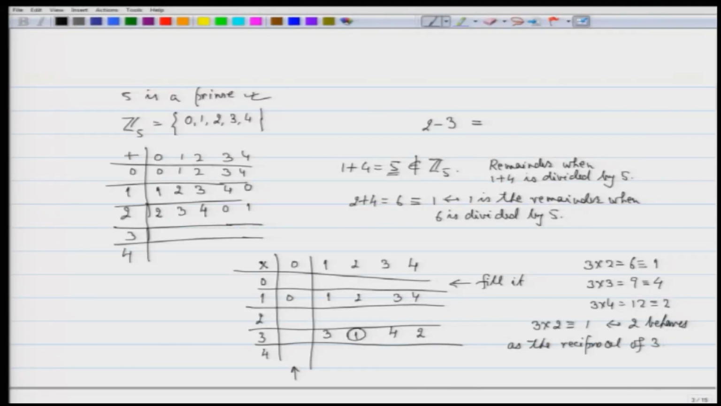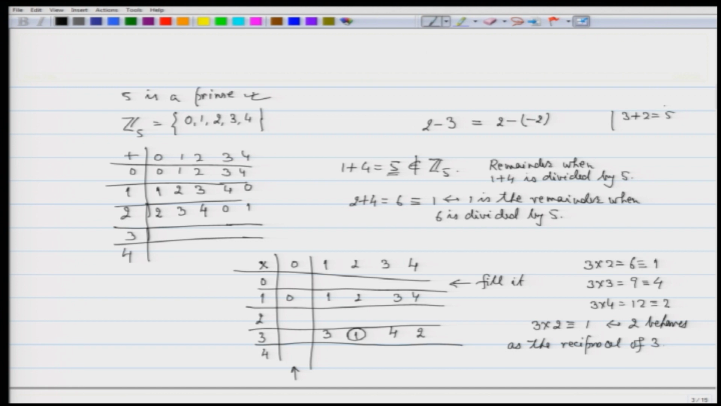So, 2 minus 3 will be 2, and I can replace minus 3 by, or just write... So, what should I say? So, you can write 3 as, yes, anything that you can think of. I can write 3 as minus 2 itself, because 3 plus 2 is 5.